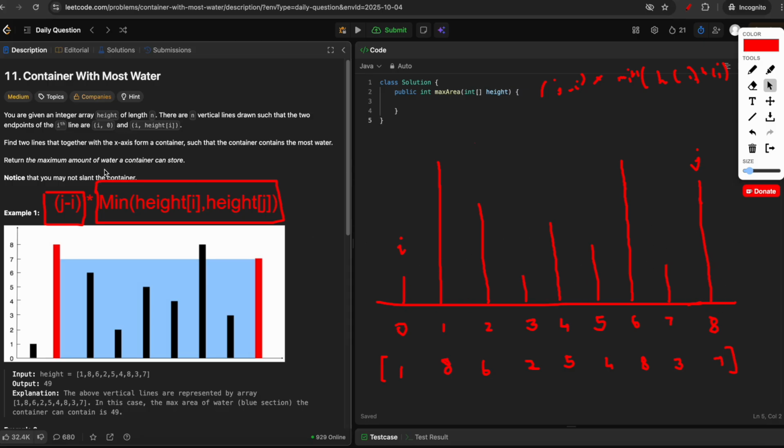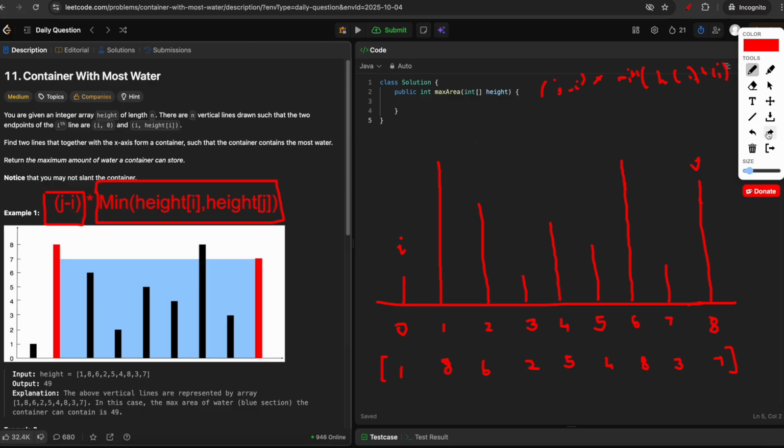But by doing this, the height might be sacrificed, because here we can see that the height of the right endpoint is 7, but the height of the left endpoint is 1. So the minimum of 7 and 1 is 1. If we take these two, the area we can form is 8 minus 0, 8, into height 1. So we can only form 8 units, but we can see the maximum answer was 49.